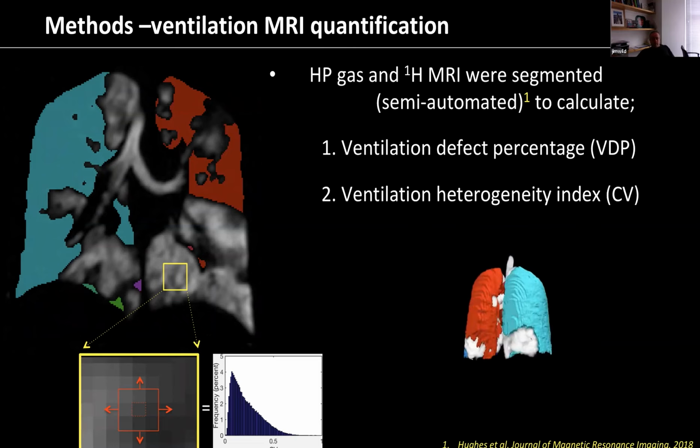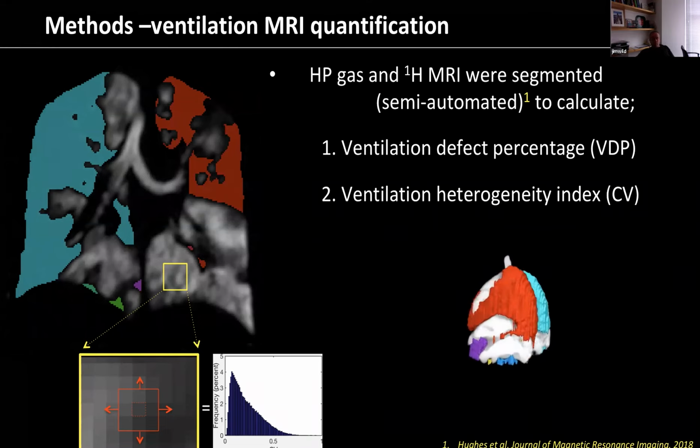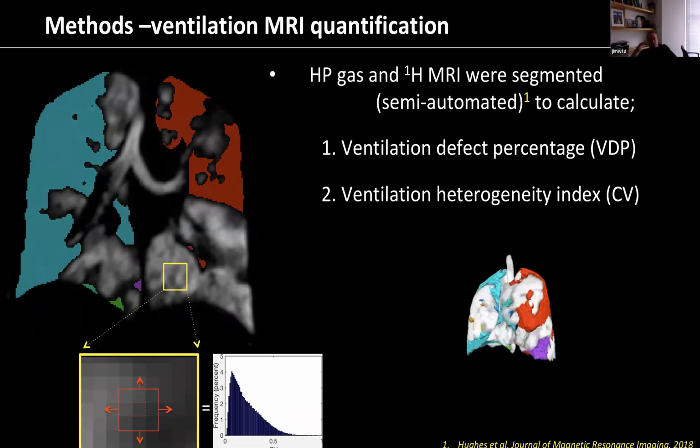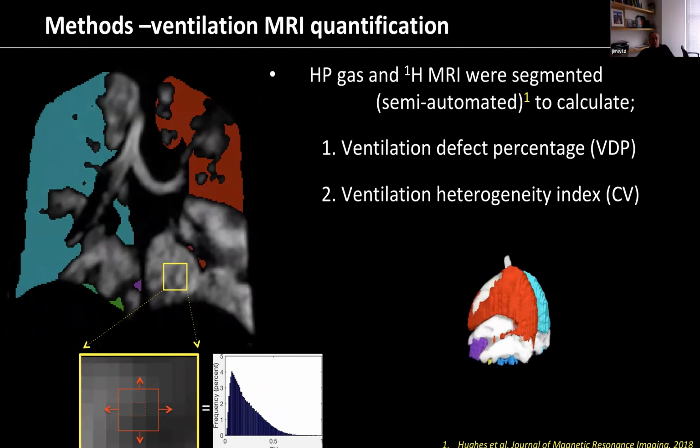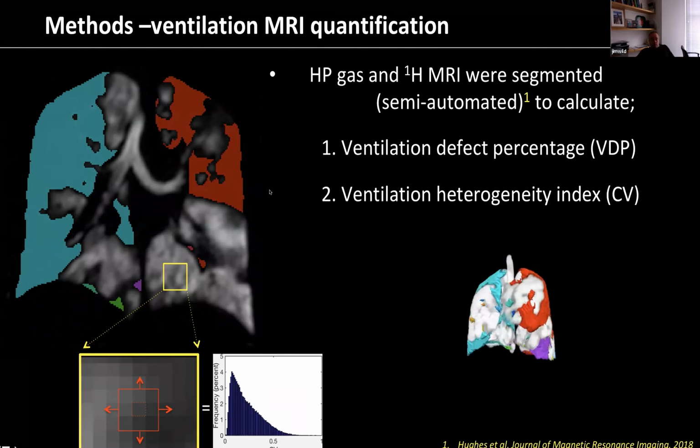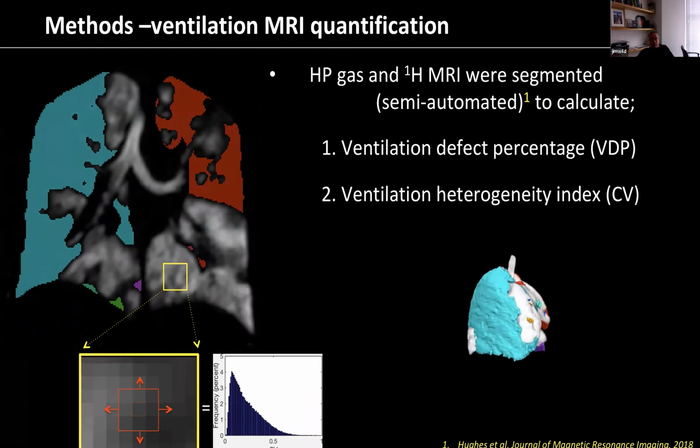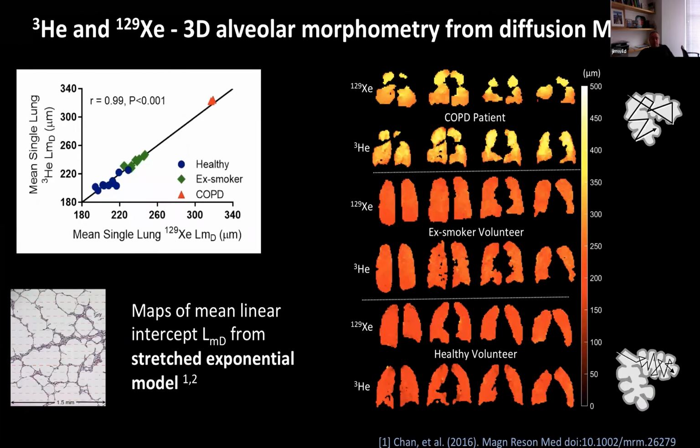This crude ventilation defect percentage measurement is actually quite sensitive. It picks up early obstructive lung disease related to smoking, cystic fibrosis. So the ventilation defect percentage, albeit a quite crude measure from quite rich 3D information, is very sensitive at picking up early lung disease before spirometry. And then we can start to be a bit more elaborate. We can start to look at the texture of the images and the ventilation heterogeneity by looking at things like coefficient of variation. Moving on now to the microstructural information.